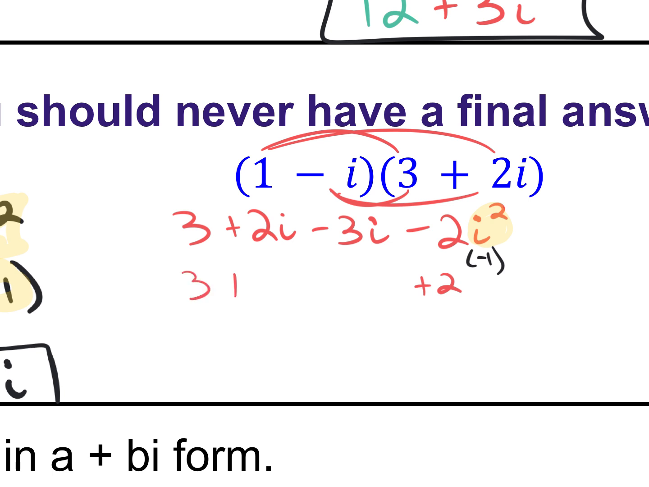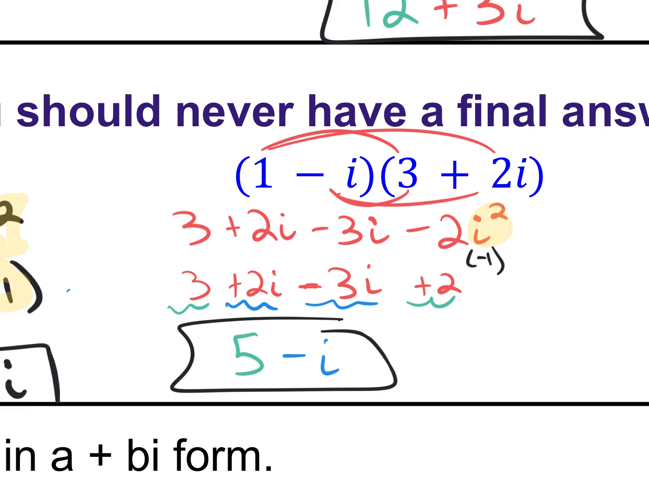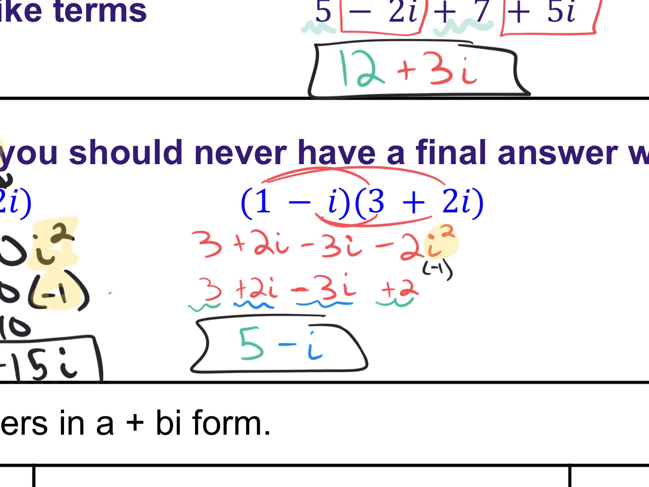So once we drop down our other 3 terms, now all we have to do is combine like terms, kind of like we did up above with the addition and subtraction. So I'm going to look at my real parts first. The 3 and the 2 in this case combine to make a +5. Then looking at the imaginary parts next, +2i minus 3i leaves me with a -i. So once again, final answers, you want to make sure complex numbers real first, then imaginary.